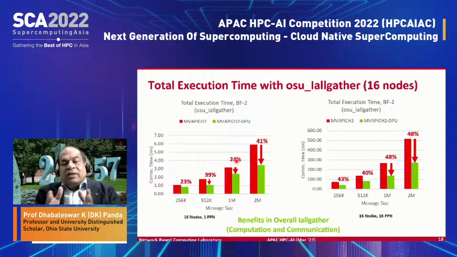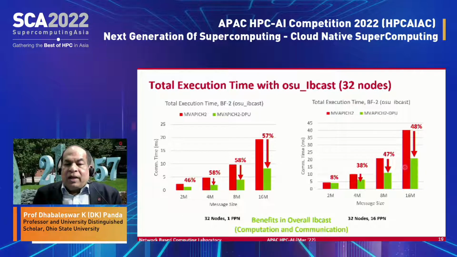Now we have gradually expanded to other collectives. This is OSU All Gather, which is also a very frequently used collective. Here you can see we get up to a 41% improvement, even 48% improvement. These improvements change based on the message size, the PPN, and the system size. We are continuously trying to optimize and tune it for different kinds of platforms. And this is IBcast, the non-blocking broadcast, with the same kind of trend. Here, with 32 nodes and 16 ppn, you see almost 48% improvement.